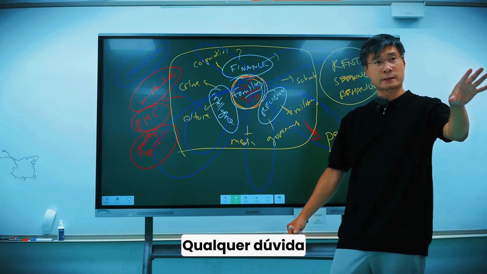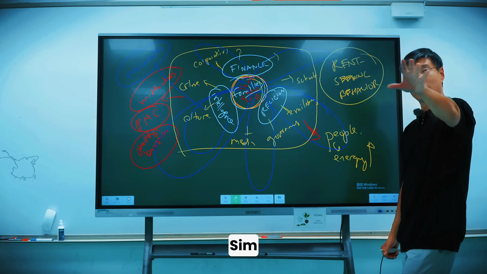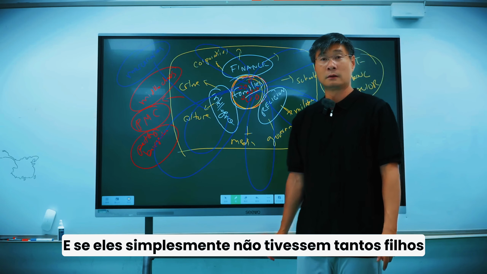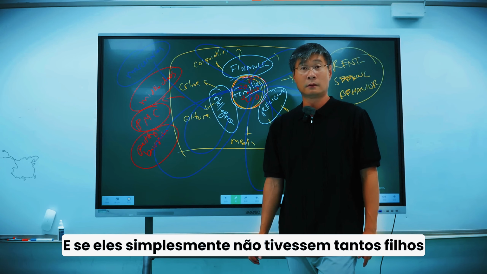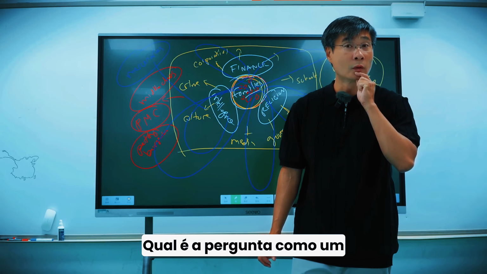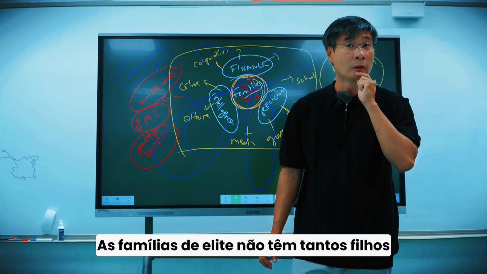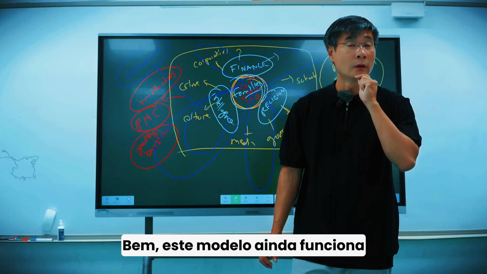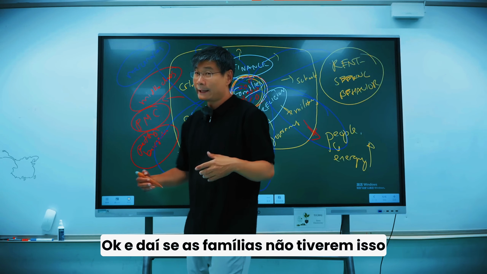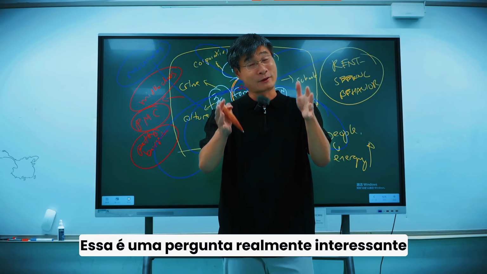All right, any questions? Are you guys clear about this? Yeah? What if they just don't have that many children? Excuse me, what's the question? What if the elite families don't have that many children? Will this model still work? Oh, that's a great question. Okay. So what if families don't have that many children? Okay, that's a really interesting question.